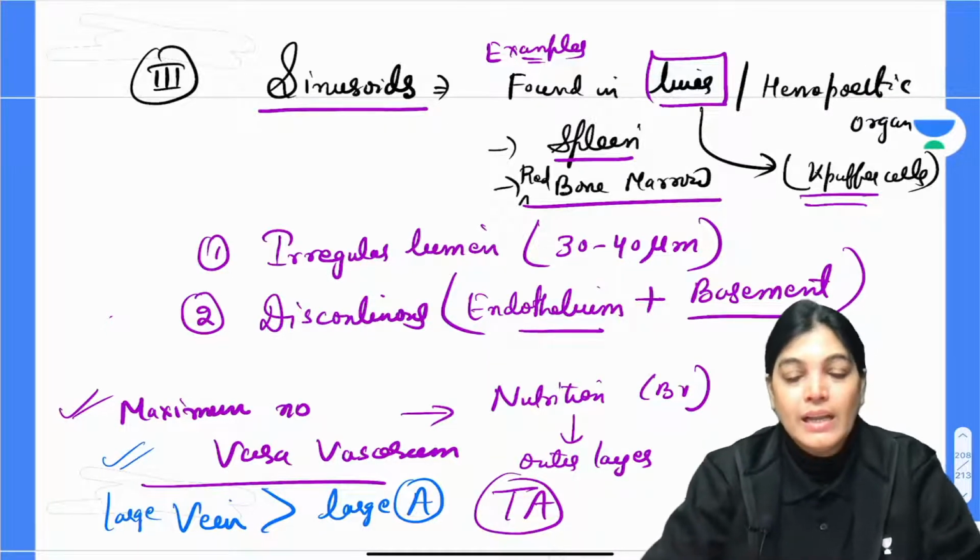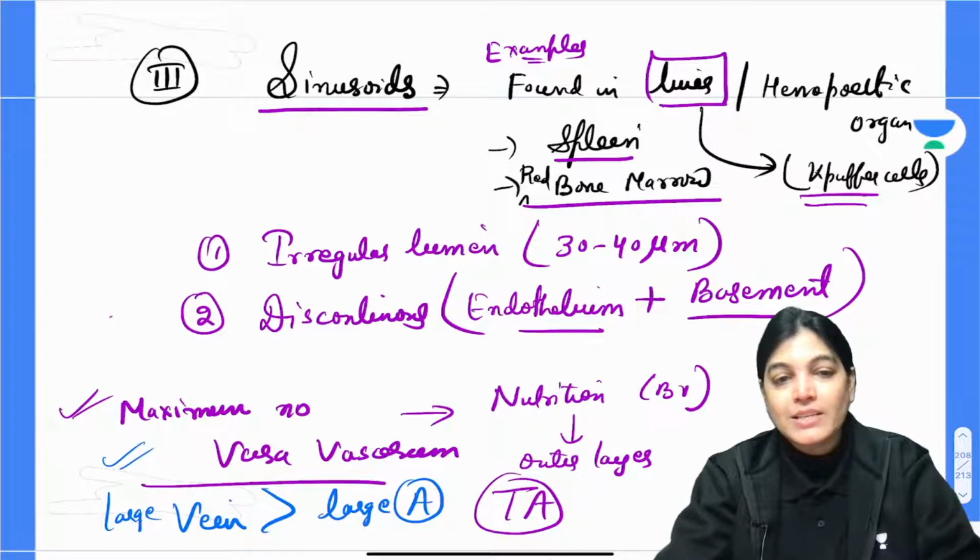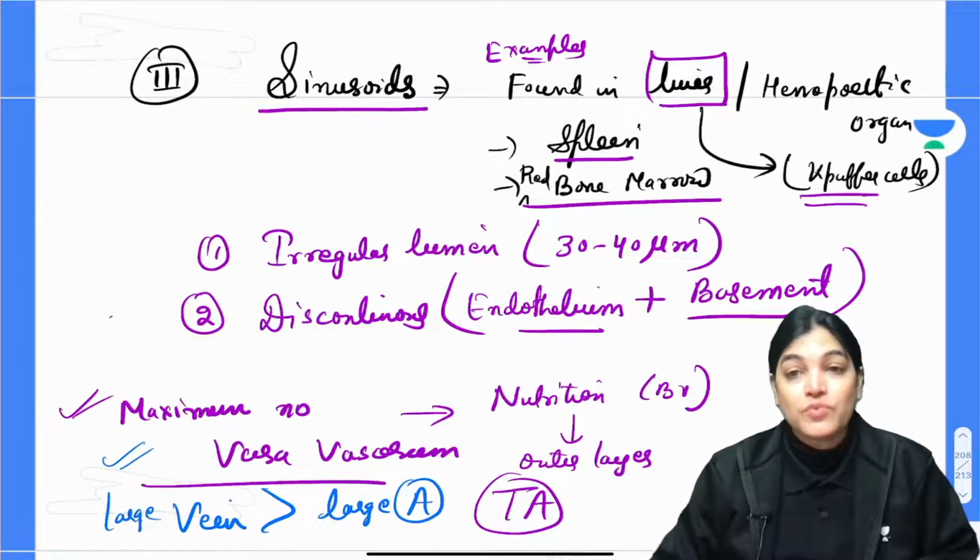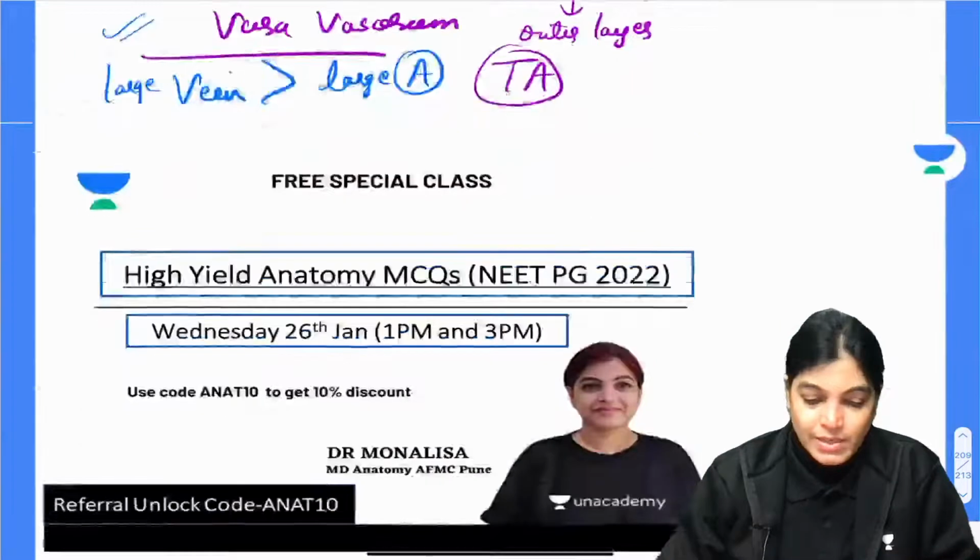If we compare the large vein and large artery, the maximum number of vasa vasorum will be present in the large vein as compared to large arteries. So yes, we are done with this.